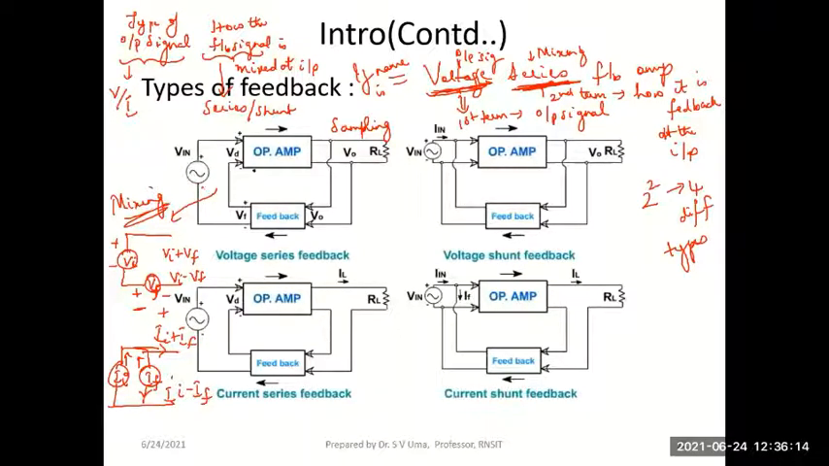Okay. So we saw about mixing. Mixing can be of 2 types. One is series mixing. In series mixing, it's always a voltage which is the feedback signal. The second one is shunt mixing. In shunt mixing, the signal should be a current. Okay. Only current can be added or subtracted in shunt.